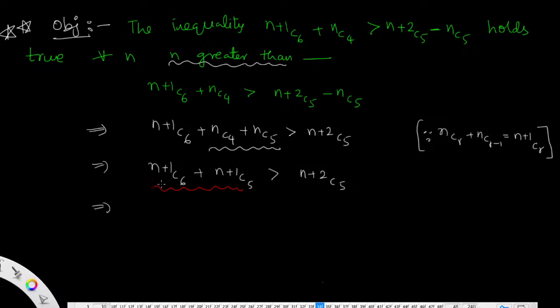Again this is in the form of n plus 1C6 plus n plus 1C5 is greater than n plus 2C5.